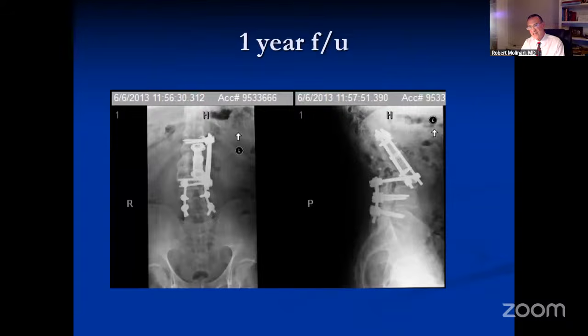Here he is a year later. He actually did very fine and his outcome was good. But this is a classic case of a misdiagnosis, and it can happen to all of us. And I would challenge all of you, look at your careers. This happens to everyone, but most people don't talk about it.